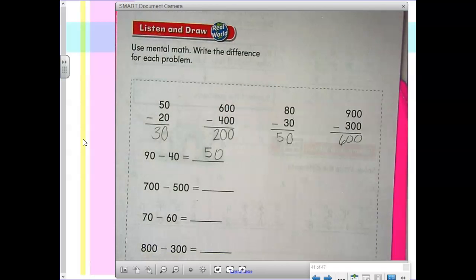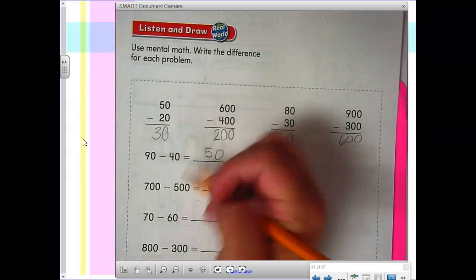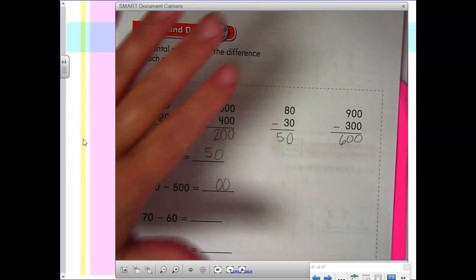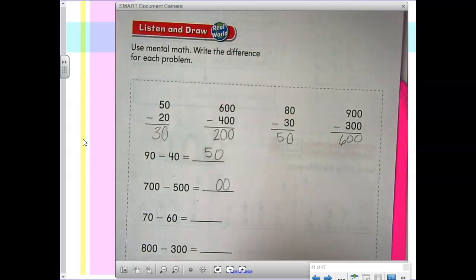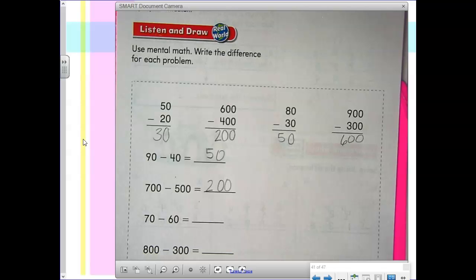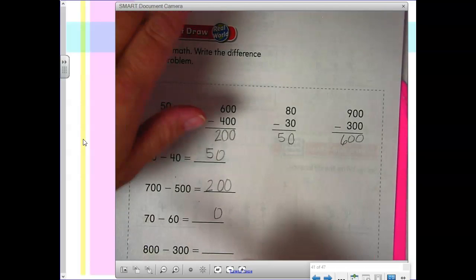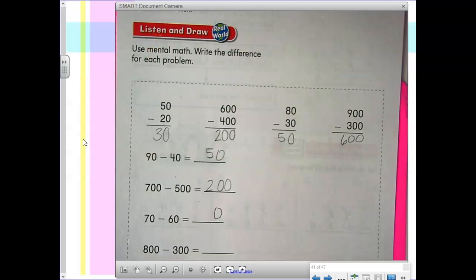700 minus 500. All right, our 2 zeros. Hundreds place, tens place. All right, 700, 600, 500, 400, 300, 200. 70 minus 60. 1 0. All right, count back. 60, 50, 40, 30, 20, 10.